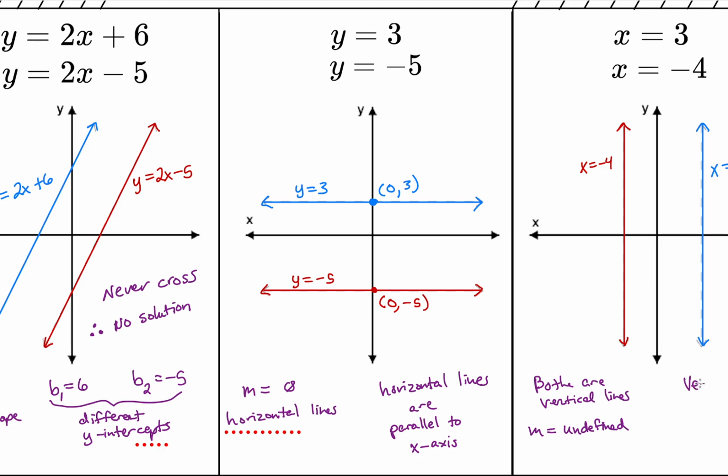Vertical lines are parallel to the y-axis. You'll notice they will say x equals a number. Those are the lines that are parallel to the y-axis. The y equals a number lines are running horizontal, therefore they're going to be parallel to the x-axis.